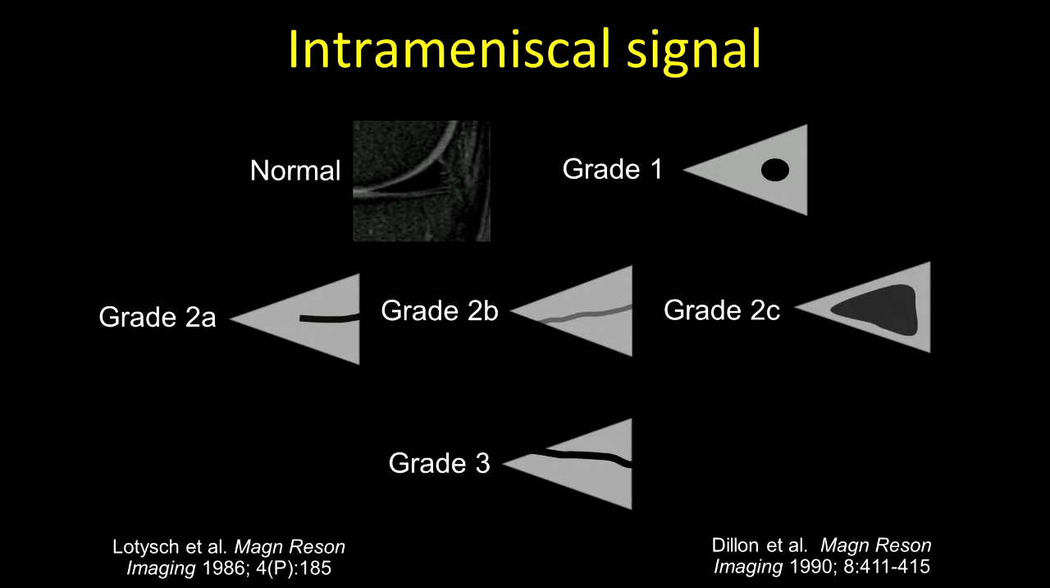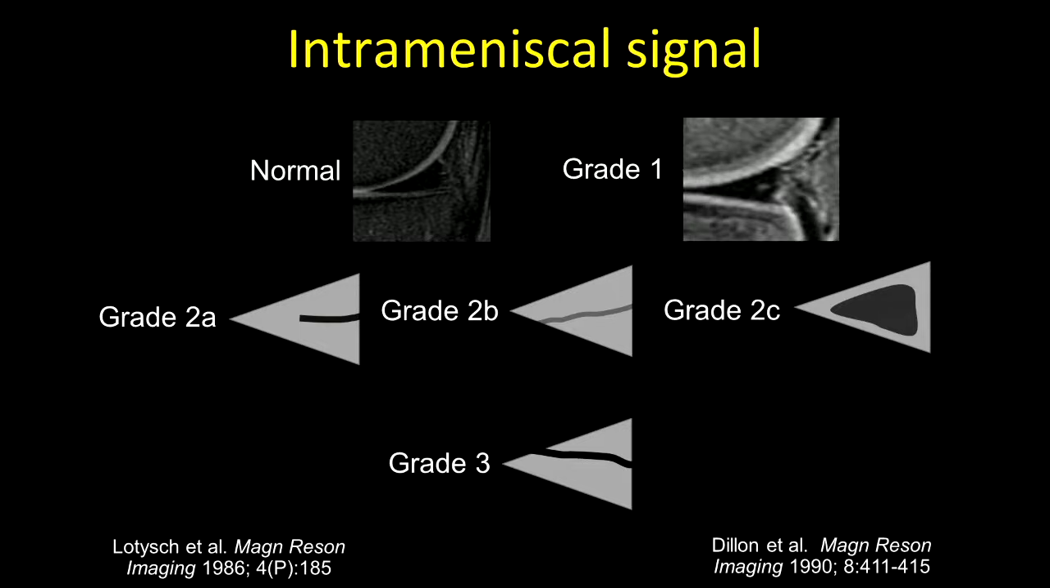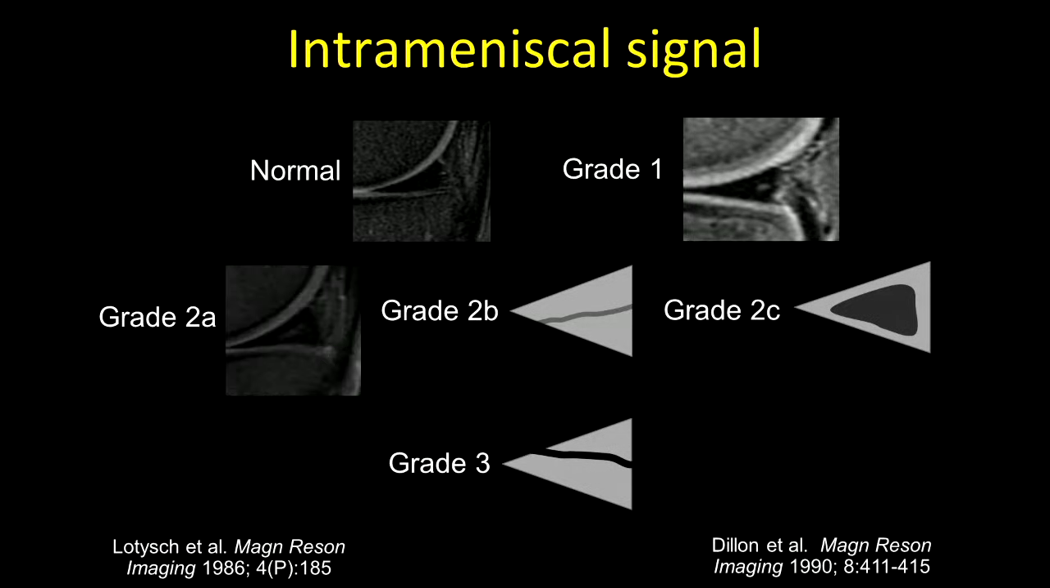In grade 1 signal abnormality, you can see a small focus of increased signal within the peripheral portion of the meniscus, and this corresponds to early degenerative change. In grade 2 signal, you'll see more extensive signal abnormality, and this has been subdivided into A, B, and C. In grade 2A signal, you'll see linear signal extending into the meniscus but not extending to an edge, as in this example.